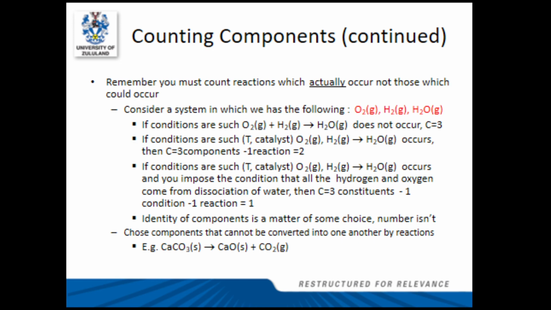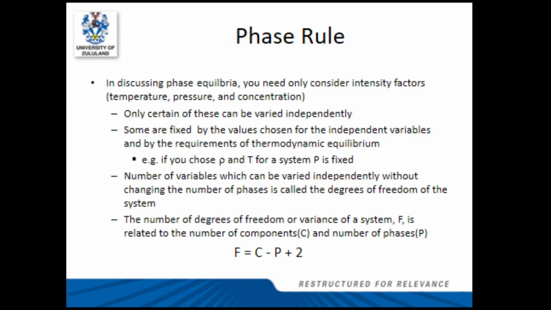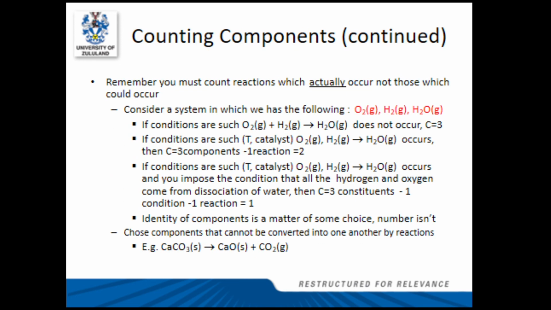The most important thing that you must remember is that the identity of components is a matter of some choice. The number is fixed, though. So you have to choose the components that cannot be converted into one another by reaction.